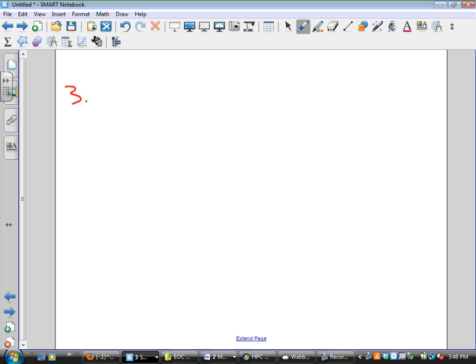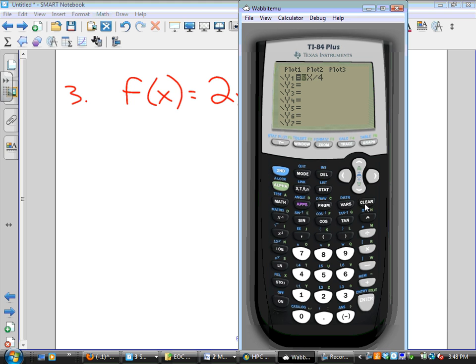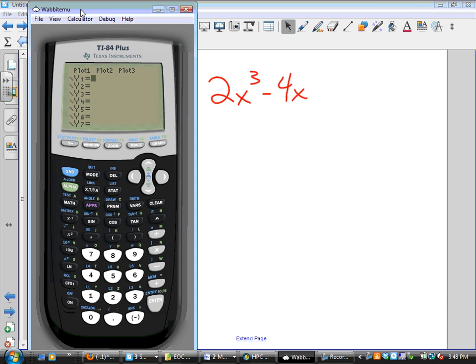Number 3 says, where is this function increasing, where is it decreasing, and then what are the local minimums and maximums. Okay, so f of x, 2x cubed minus 4x. So this is strictly a calculator question. In order to do this, we need to graph it in our calculator. Okay, so we're going to graph this thing in our calculator and then use the calculate functions to figure out where the minimum and maximum are. Okay, so 2x cubed minus 4x.